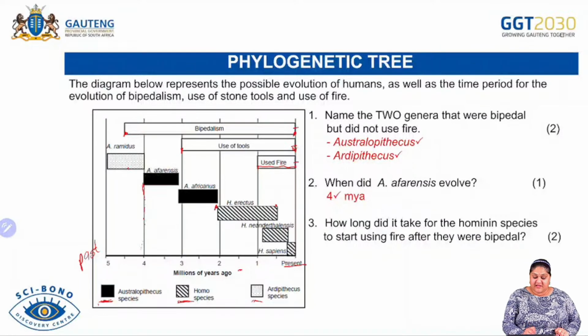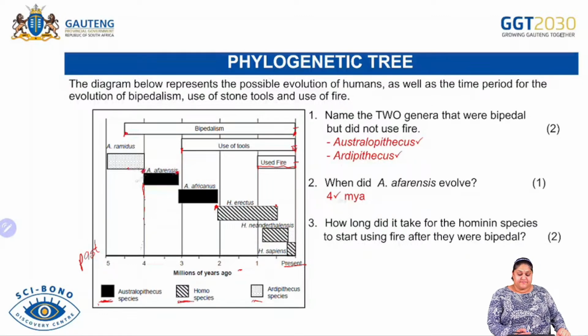I just want to backtrack a little bit. When we are looking at the block, we are looking at when it originated. It would be at this point, the first point, that it originated, and this point is when it became extinct. I think I did it the other way just now. So A. afarensis evolved at 4 million years ago. You take your ruler, you draw a line to the bottom. How long did it take for the hominin species to start using fire after they were bipedal?